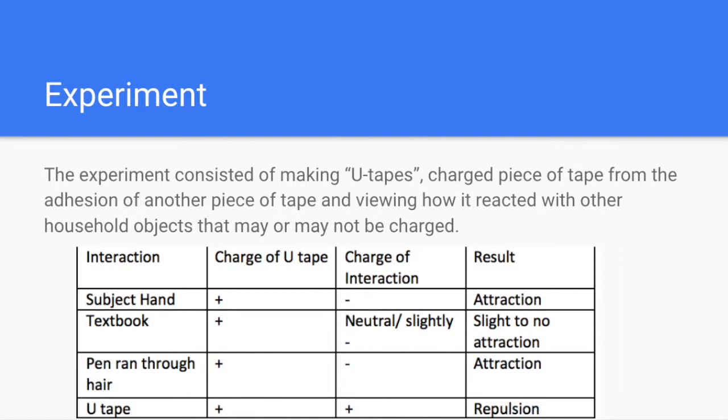And as we know, a pen that's run through the hair negatively charges the pen, which shows that with the attraction, the charge of the U-tape must be positive. So from there, we can determine that the subject's hand and the textbook were both negative or neutral.